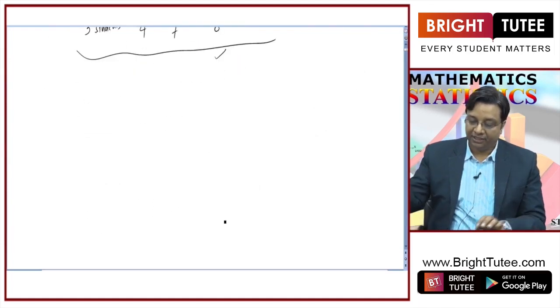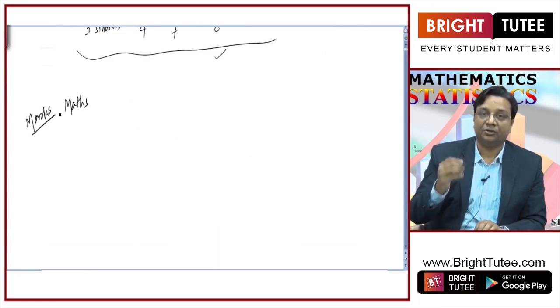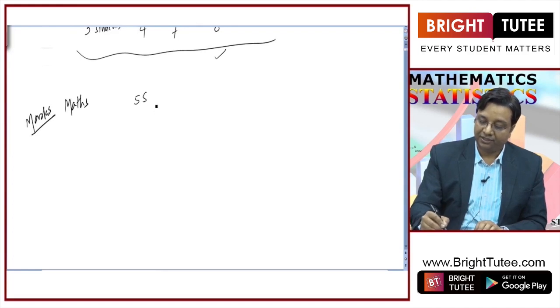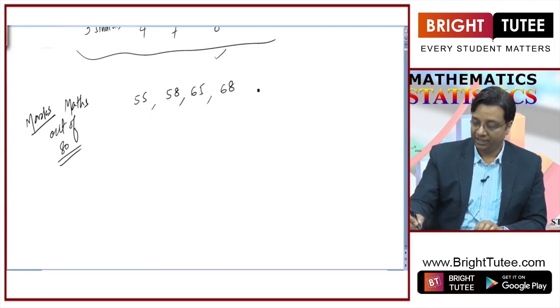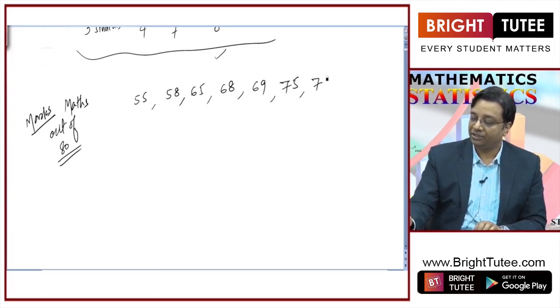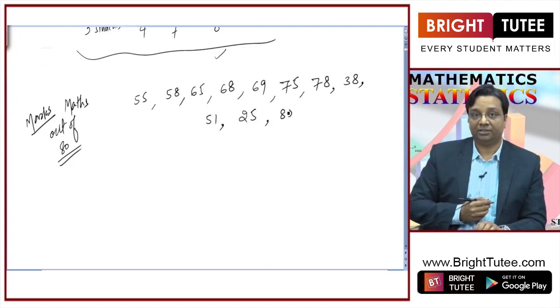For example, let us say marks in maths of your class are like this: 55, 58, 65, and these marks are out of 80, let us say. Okay, and one student has got 68 marks, another student has got 69, one student has got 75, 78, and there is a student who has got 38 marks, and there is a student who has got 51 marks. Then there is a student who has got 25 marks, and one student has got 80 out of 80 marks.